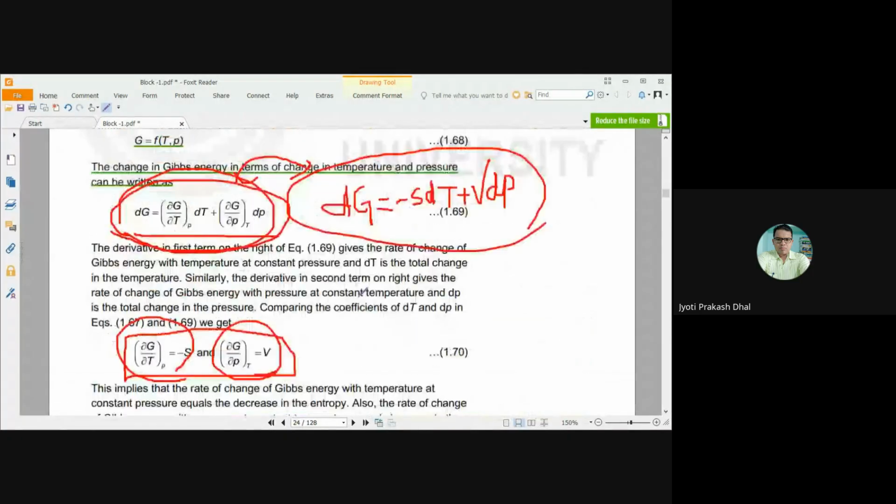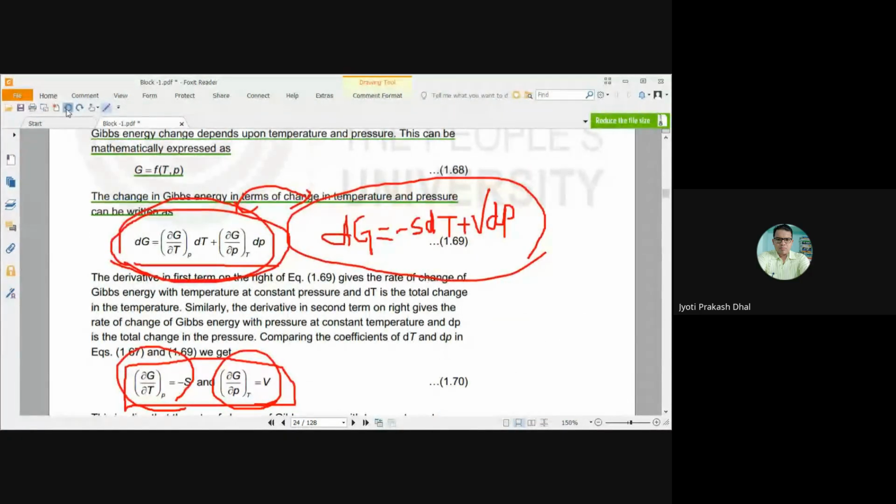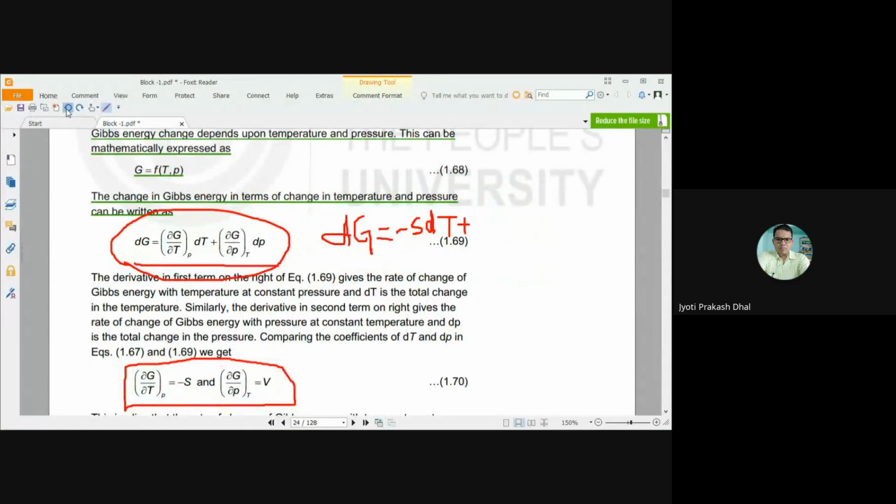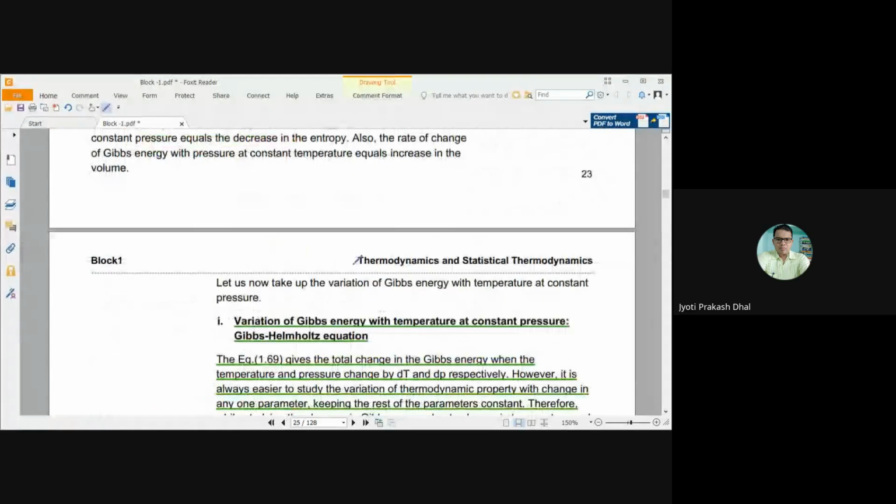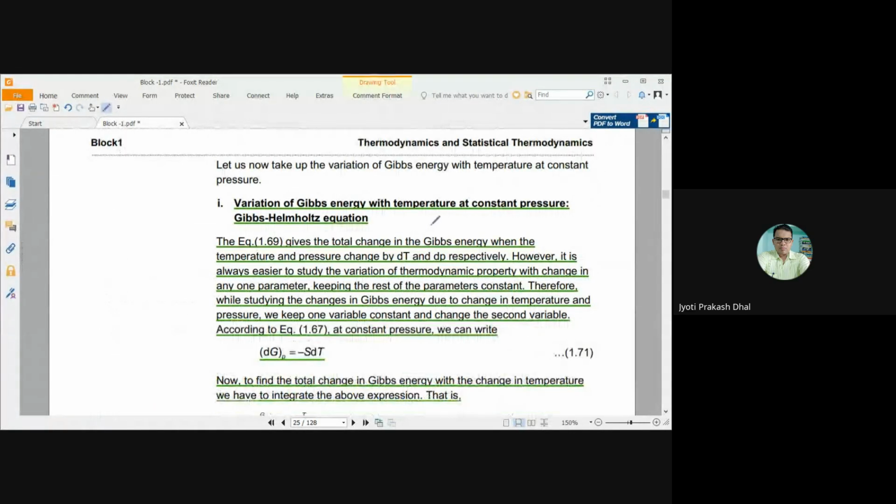So equation 69 gives the total change in Gibbs energy when the temperature and pressure change. From this equation, we will find out the change in Gibbs energy when temperature changes at constant pressure and the change in Gibbs energy when pressure changes at constant temperature. From this equation, we will find out both the conditions. So the first one, variation of Gibbs energy with temperature at constant pressure, is called the Gibbs-Helmholtz equation.